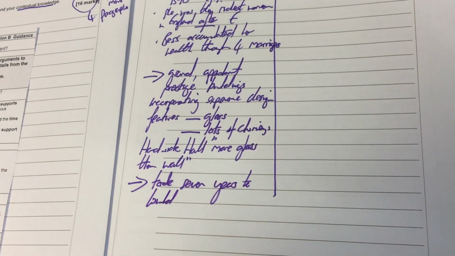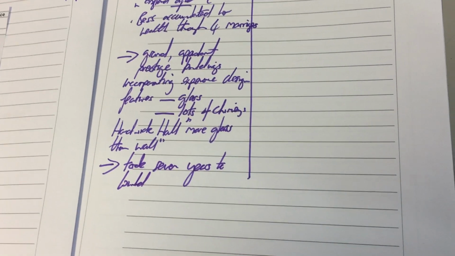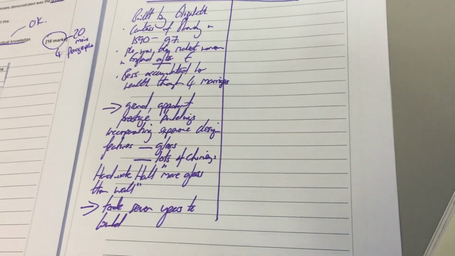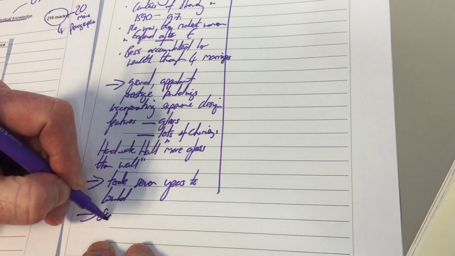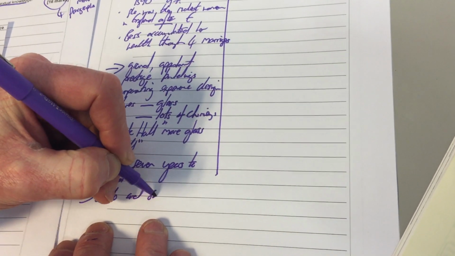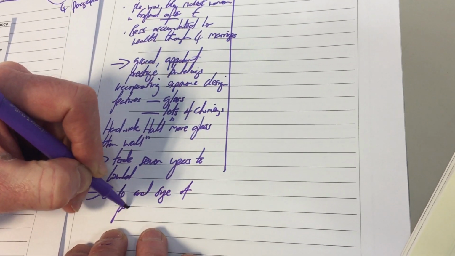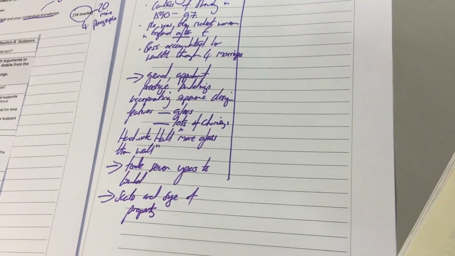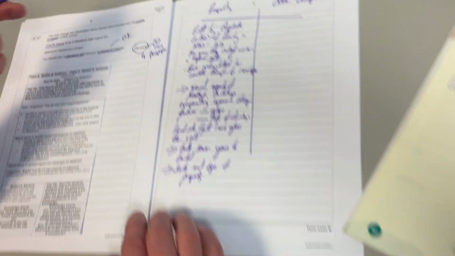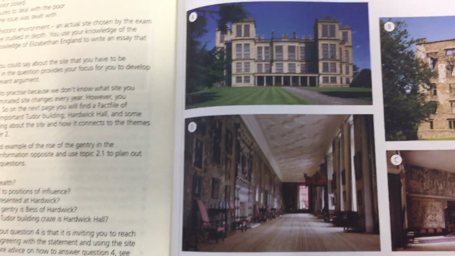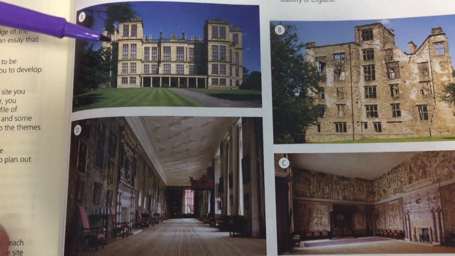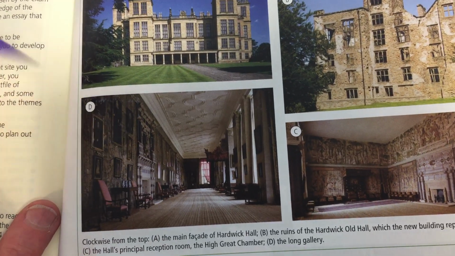Would also indicate great prosperity of their owners, who takes seven years to build a house. There we go. The sheer scale and size of the property. The fact that it was over three floors. Hardwick Hall. There we go. We've got three floors. We've got ornate rooms.